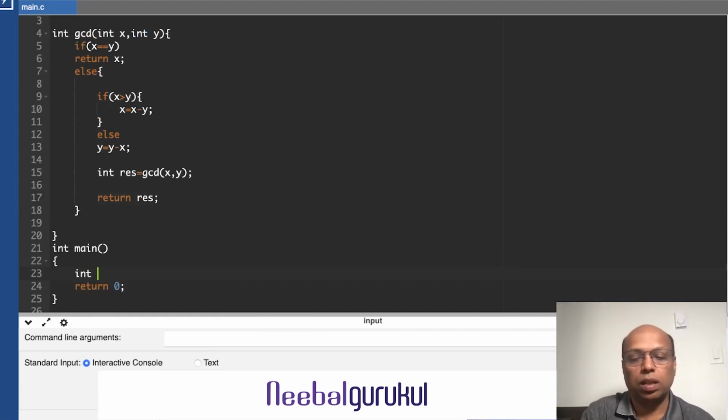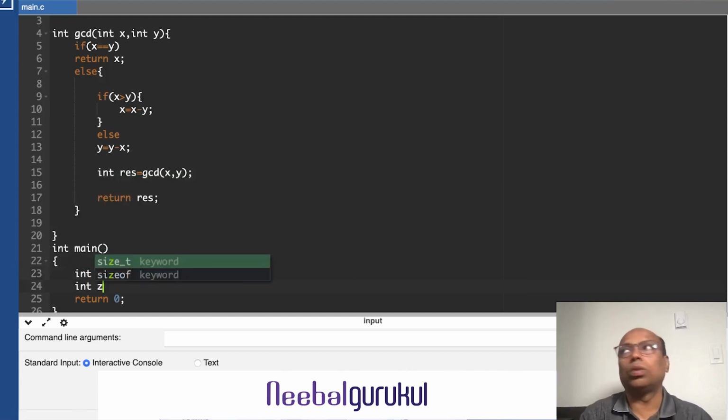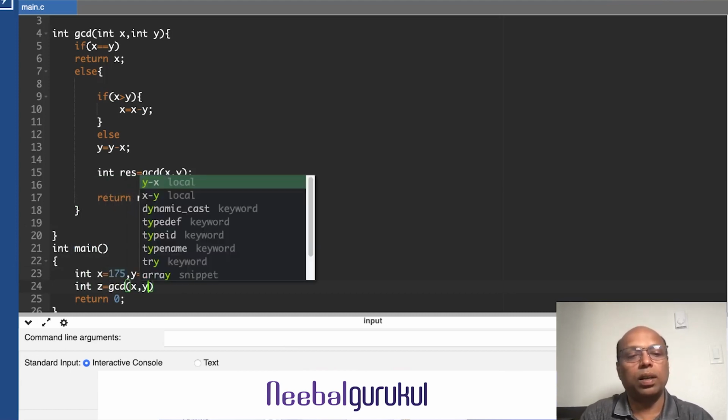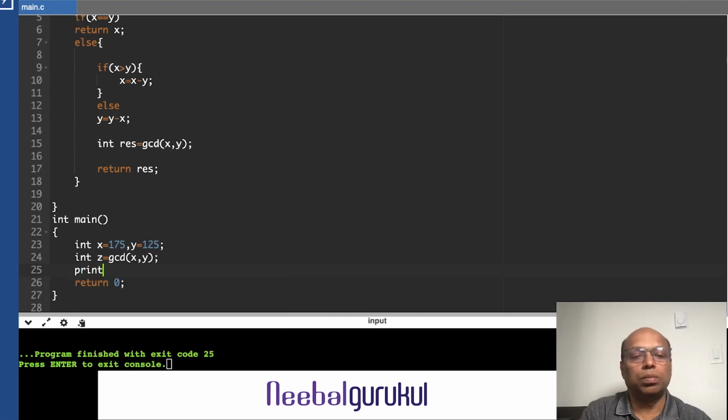Then in main, integer x is equal to 175, y is equal to 125. Integer z is equal to GCD of x comma y. Then print with percentage d comma z.